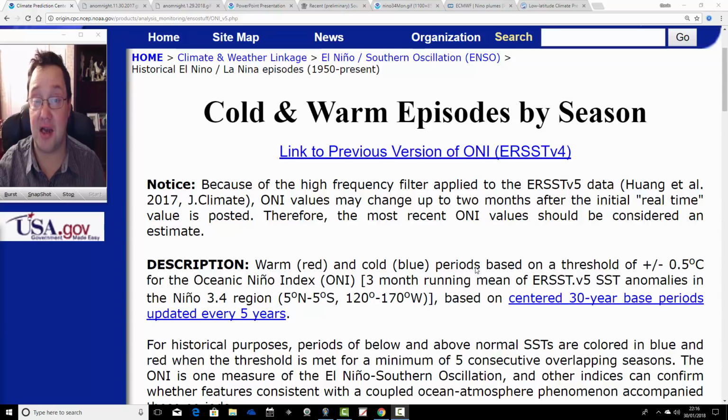So since then, we haven't really discussed the ENSO region all that much. We have been covering it a little bit in the Sunday roundups. But this is the first in-depth look at ENSO of 2018.